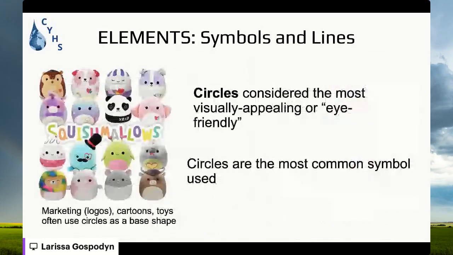I have an example, and it's a fun one: circles. There has been tons of research showing that psychologically, people consider circles to be the most eye-friendly. If you think of maps, we use dots, not squares. When you think of fun cartoons for children or stuffed animals, the circles end up being the cute ones that people like. Marketing has really picked up on this. Logos are usually built on circles, and so are cartoons and toys. It's the most common symbol type, and whether or not you knew that, research shows it's actually the most visually appealing.